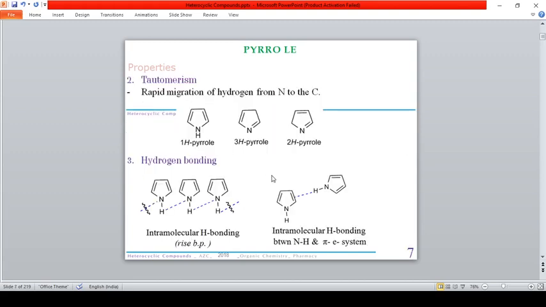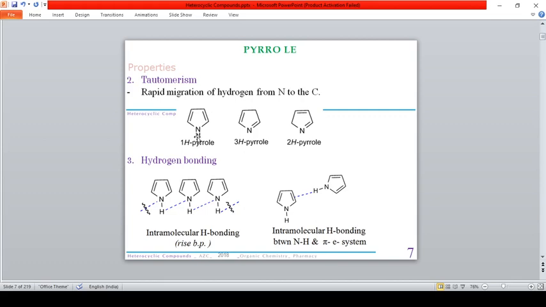Now comes the second property, that is tautomerization. All of us know what tautomerization is. It is shifting of a hydrogen atom, and it is a 1,3 migration. So what is happening? There is a kind of shifting between your pi electrons and hydrogen. Hydrogen is migrating to the third position, and our pi electrons, which are being shared between these two carbon atoms, will shift and will be shared between the nitrogen and carbon.